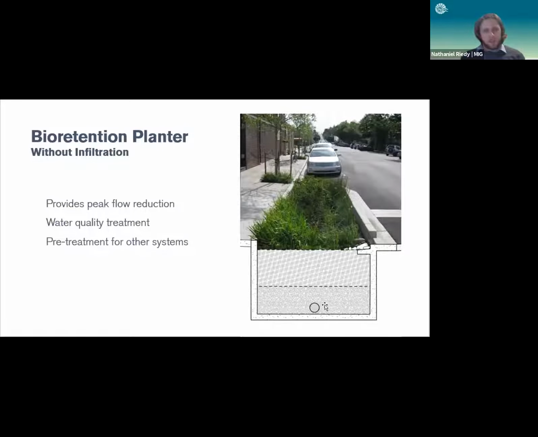So the other option is bioretention planters without infiltration, and they have the similar benefits of slowing down stormwater and cleaning stormwater runoff, but they don't have the same benefits of reducing the total stormwater volume. But they can be used in places where infiltration is not feasible.